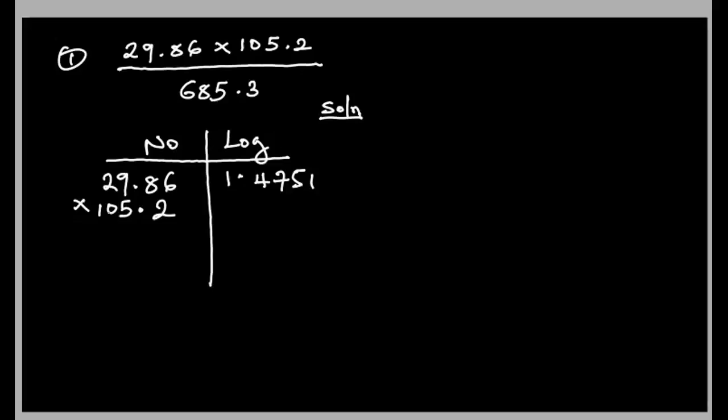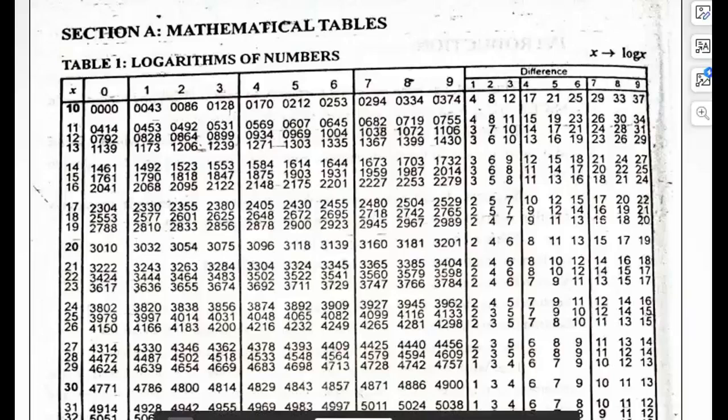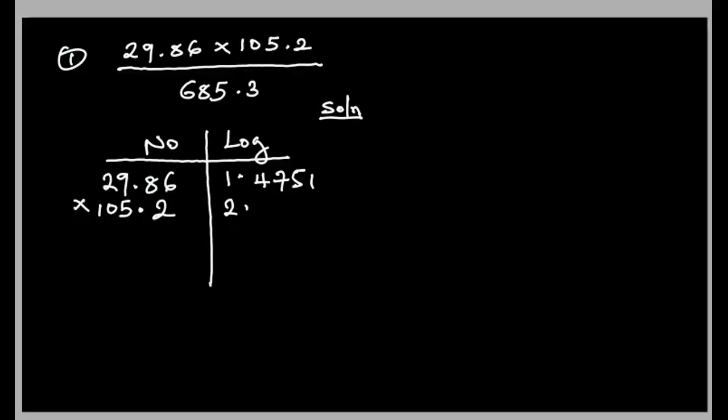And also for the next number 105.2, the whole number is 105, so it has 3 digits. So do a minus 1 and I'll have 2. Then we find 10 under 5 difference 2 from the log table. 10 under 5 is 0212, difference 2 is 8. And when you add these two values, you have 0220. So we have 2.0220.